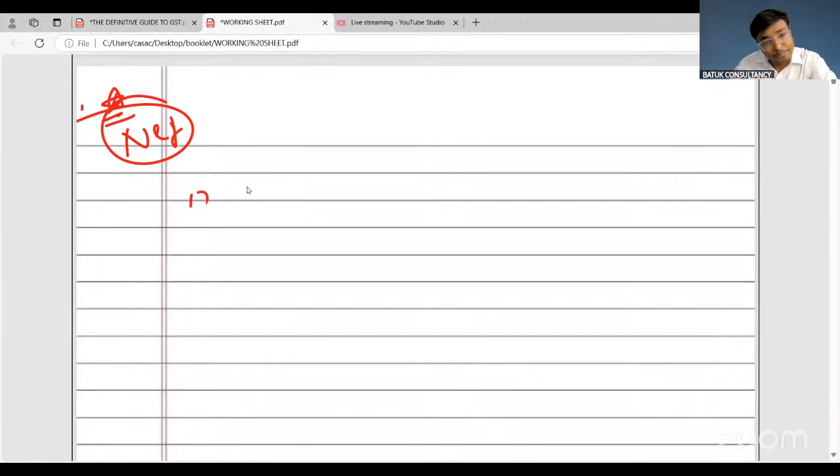Now, first thing, sir, is GST levied on salary? No. Whenever we find the salary term in the profit and loss account, we say that no GST is applicable on that particular salary. Why? Due to the employer-employee relationship.